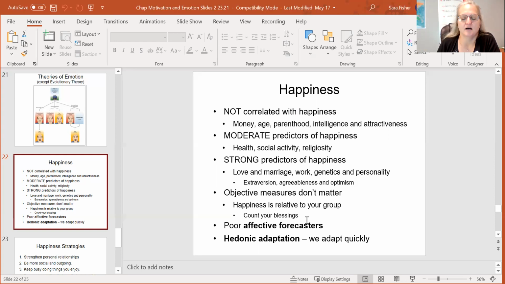Okay. And then down here, these couple terms: affective forecasting is a fancy way of saying we are really bad at predicting what's going to make us happy and what's going to make us miserable. Basically, we think that if blah, blah, blah happens, my life is going to be wonderful. And that's a bunch of baloney. The same thing we think is that if this and this happens, oh, my life is going to be terrible. That's also a bunch of baloney.